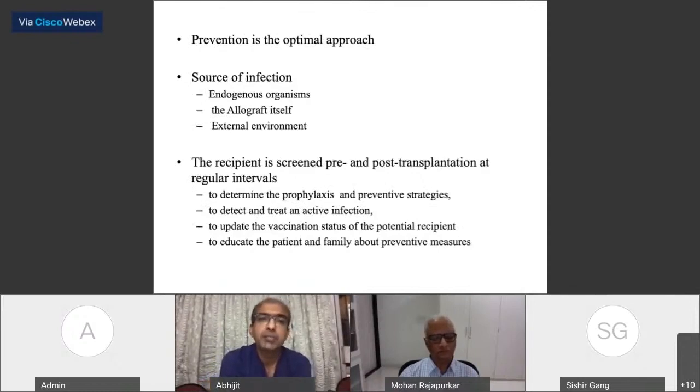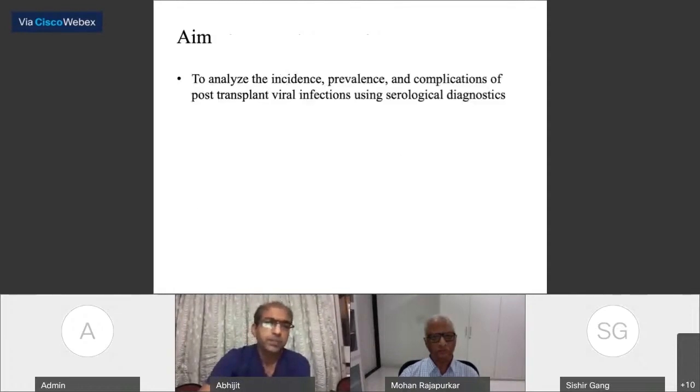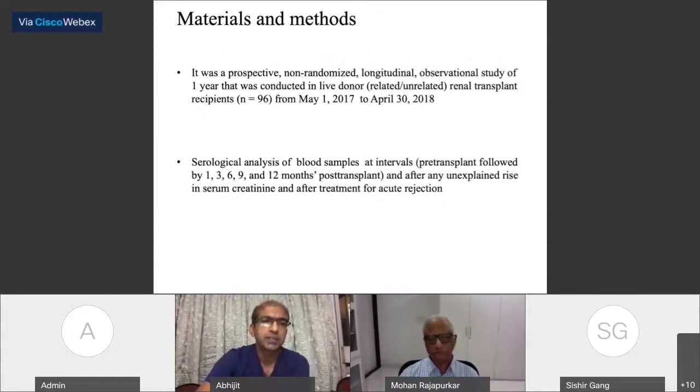Prevention, as always, is the optimal approach. But as I alluded to earlier, endogenous organisms like BKV and CMV, the allograft itself, and the external environment play a role. The aim of this study was to analyze the incidence, prevalence, and complications of post-transplant viral infections using serological diagnostics.